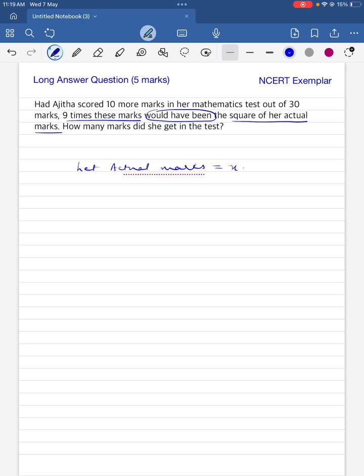Now they've said that 9 times. Okay, so after her marks have been increased by 10, marks increased by 10 would be equal to x plus 10. And they've mentioned that 9 times this increased mark would have been equal to the square of her actual marks. And what is her actual mark? It is x. So square of x. So that is 9x plus 90 is equal to x squared.